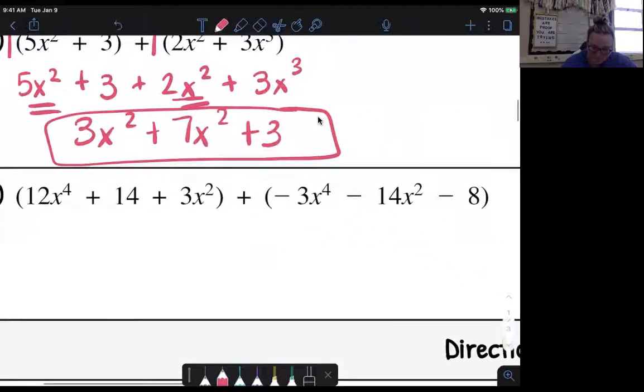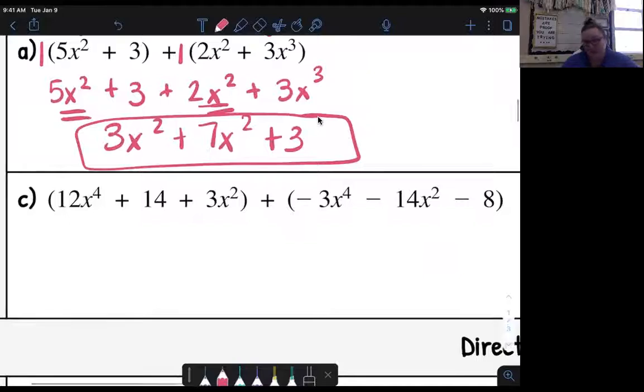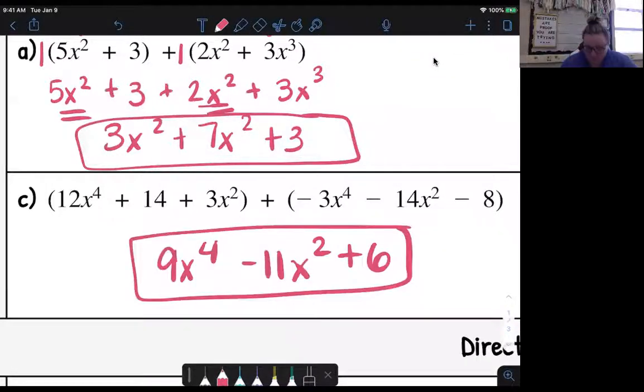So part C, I want you to add 12x to the 4th plus 14 plus 3x squared plus -3x to the 4th minus 14x squared minus 8. Go ahead and press pause, then press play when you're ready to check your answer against mine. So I got 9x to the 4th minus 11x squared plus 6.